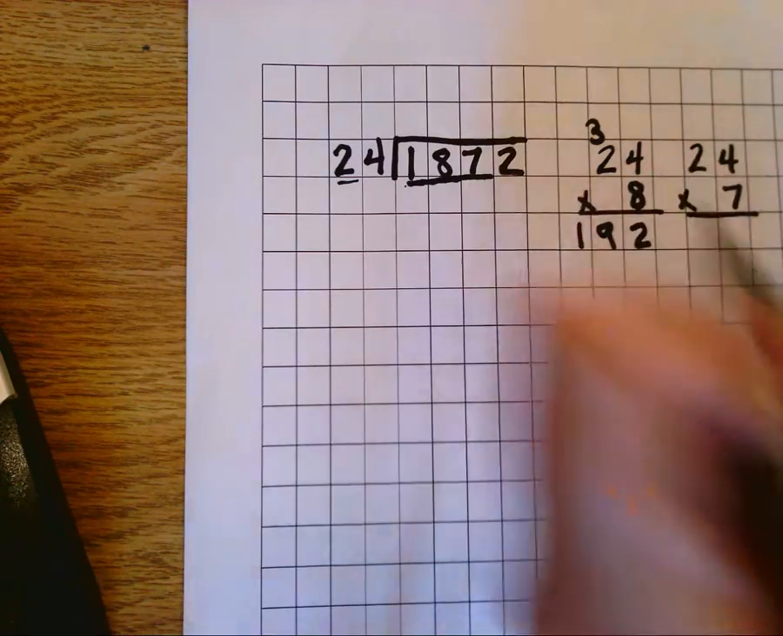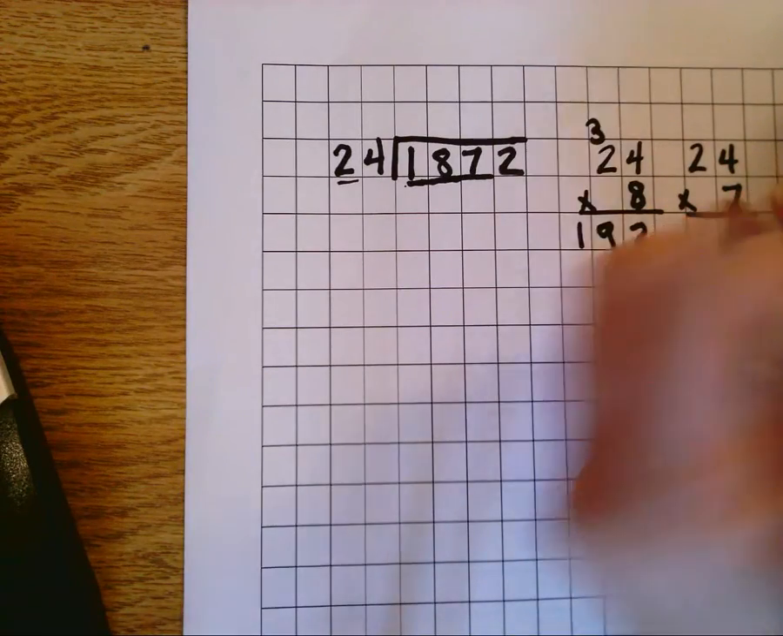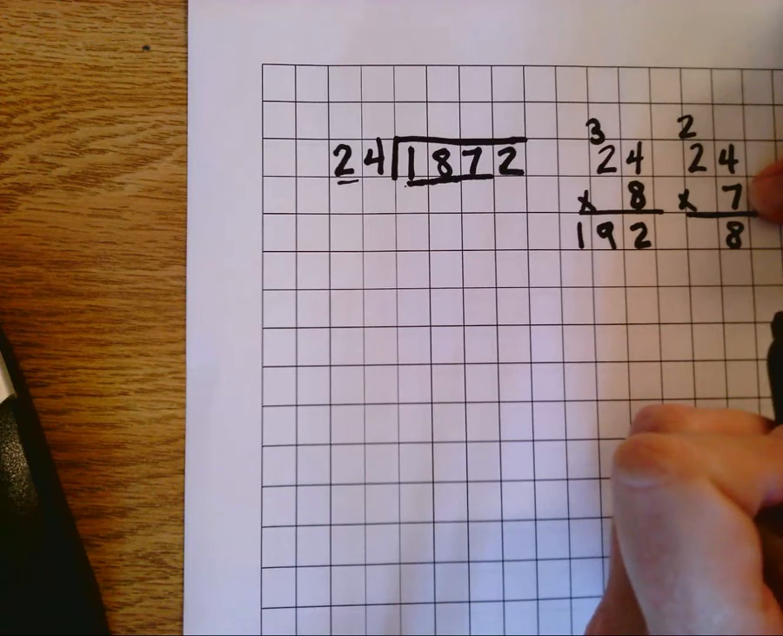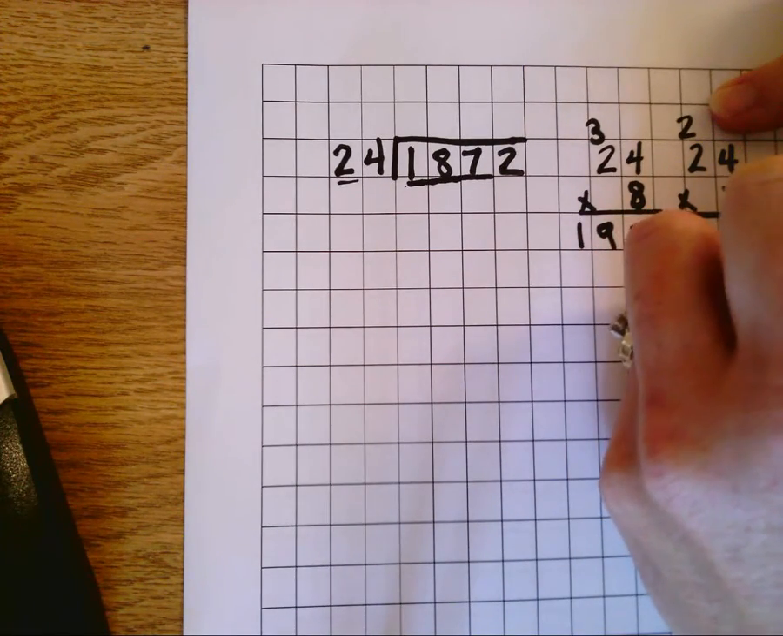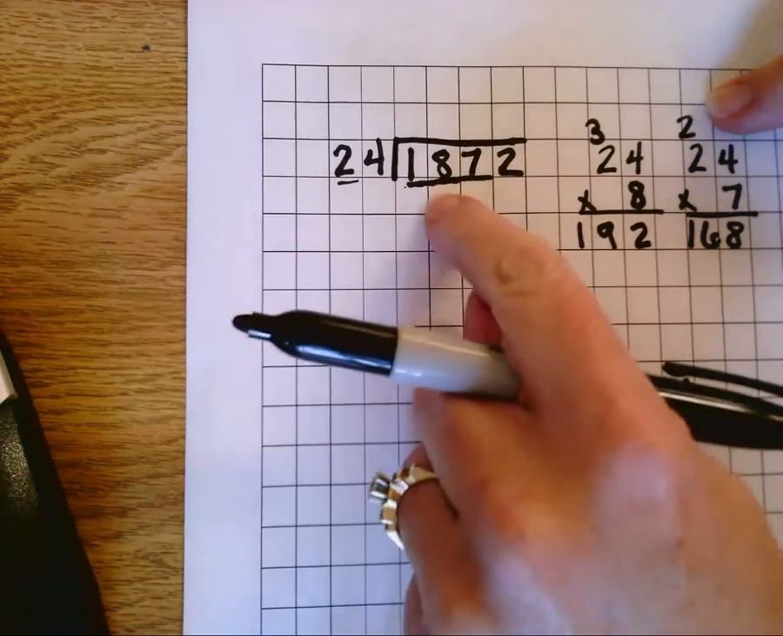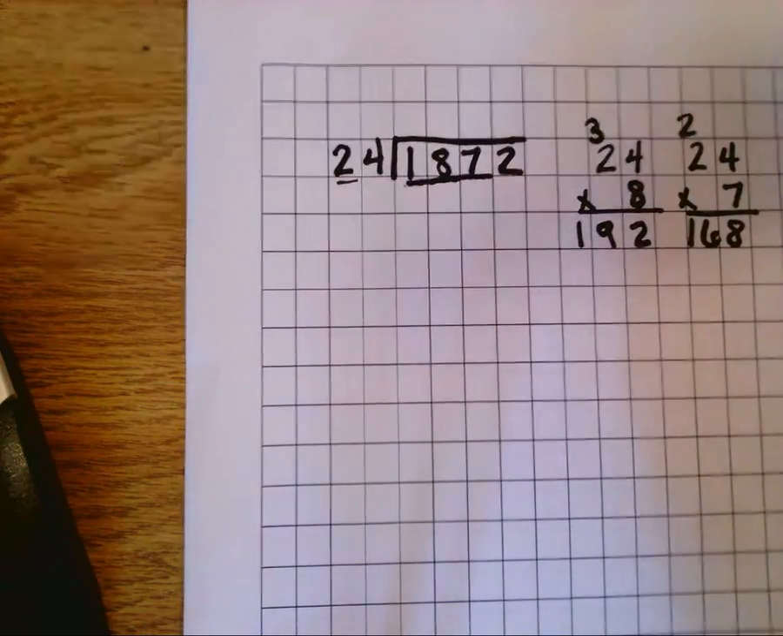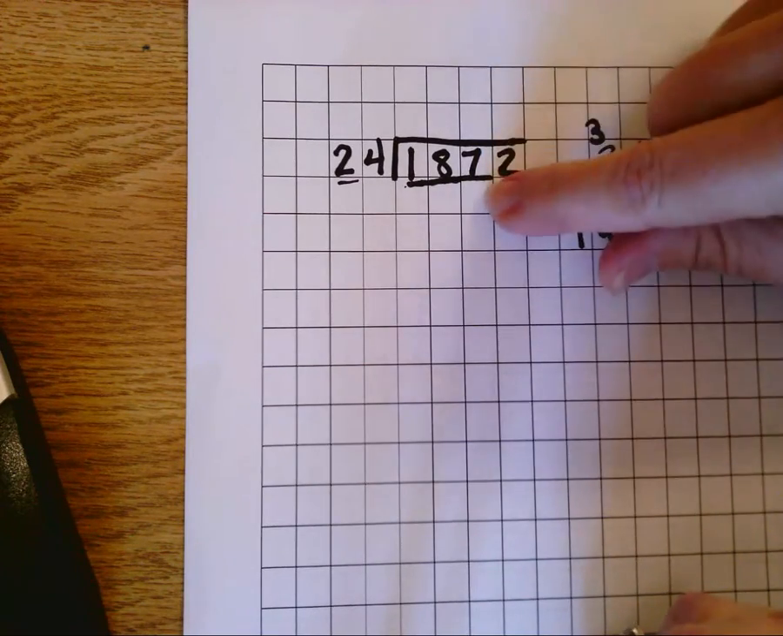times 7. All right, 24 times 7. 4 times 7 is 28. Carry the 2. 2 times 7 is 14, plus 2 more is 16. 168, 187. Is it close to 187 without going over 187? Yes, it is. So we will put the 7 above the number, the last number that we underlined.